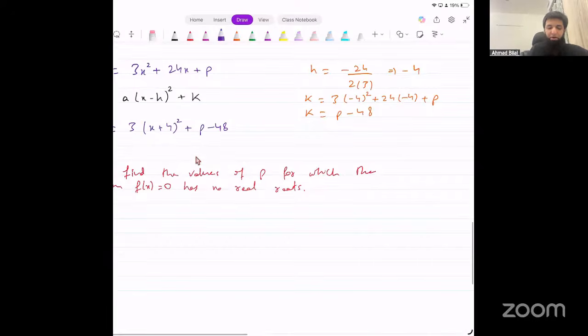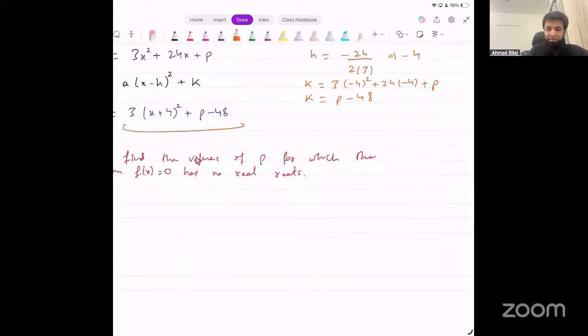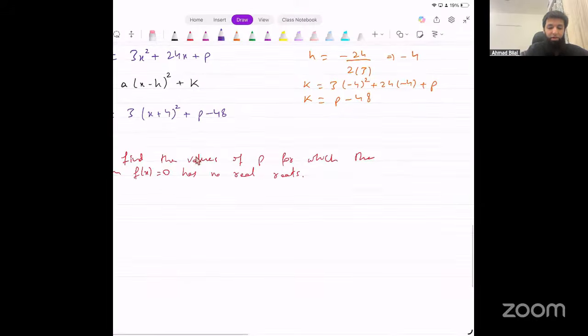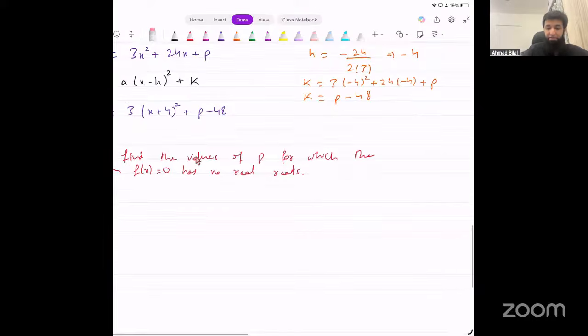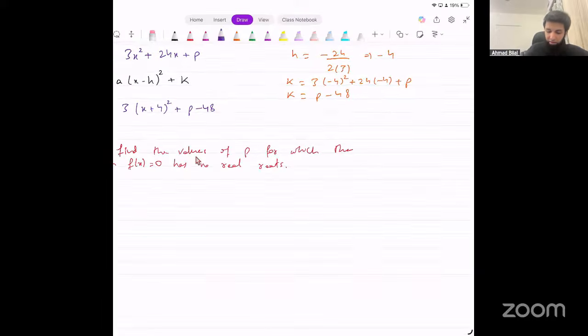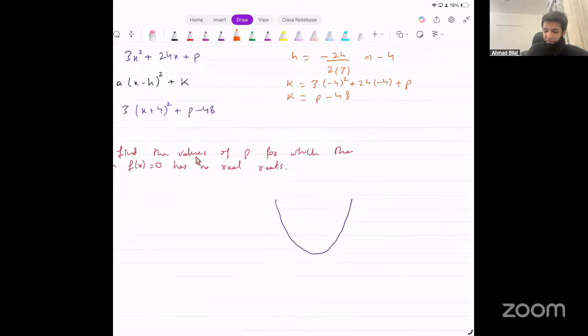Okay? But since they have mentioned hence, that means there could be a way of doing it directly from this form as well. And since it's a 1 mark question, this is the way to think about it. It's a quadratic expression. It's a U-shaped curve. It'll look like this. What's the turning point of this curve? Since we have already completed the square, we know the turning point of this function is -4 and p minus 48.